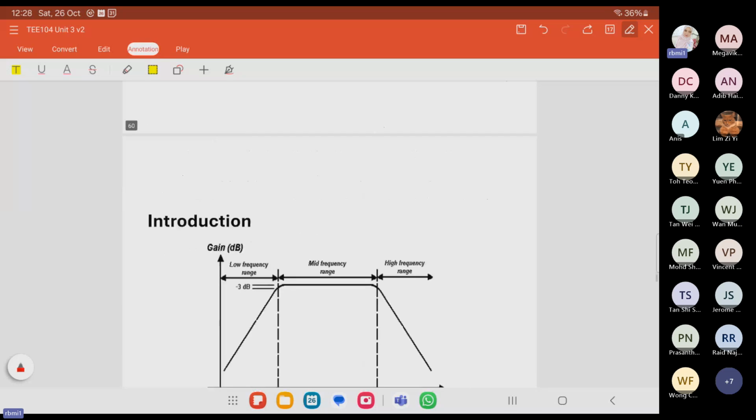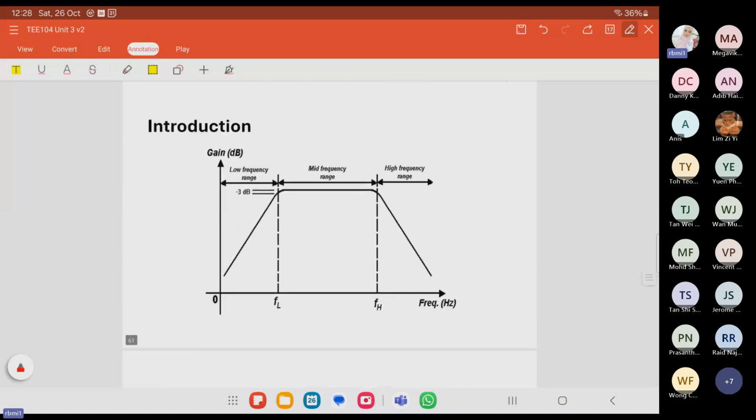Okay, figure below, let's see. This is a figure of amplifier gain versus frequency, the response of the AC voltage gain of an amplifier with the frequency of the input signal. We can divide it into the low frequency range, this one, the mid frequency range, and the high frequency range.